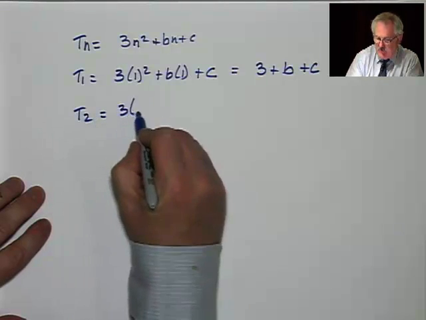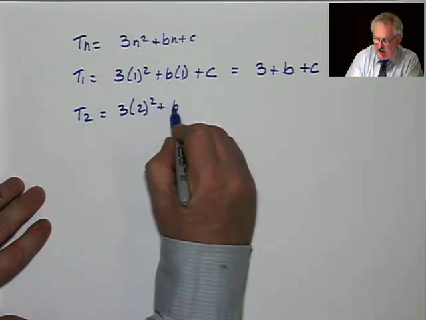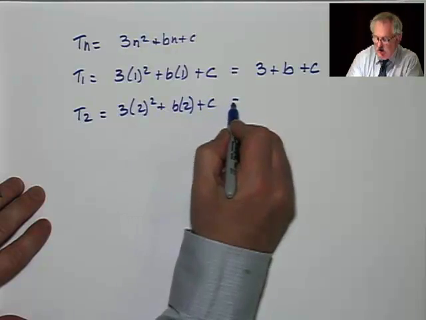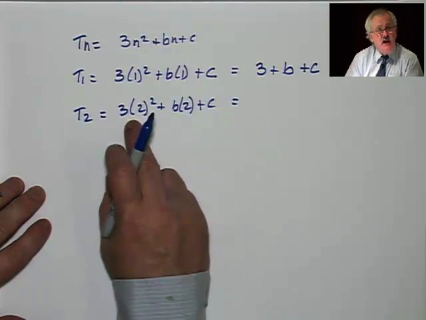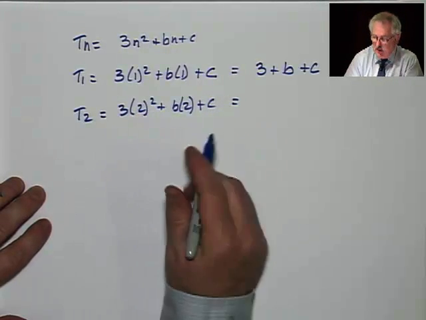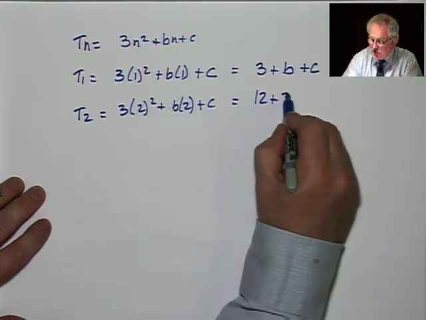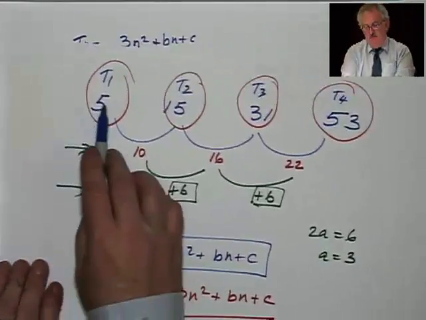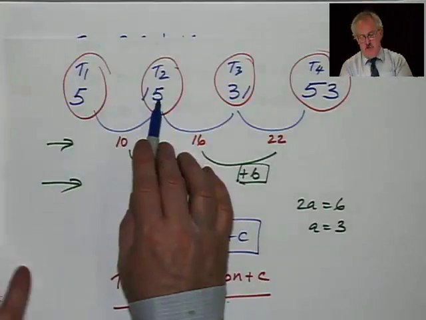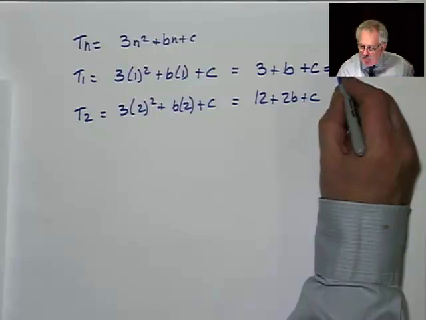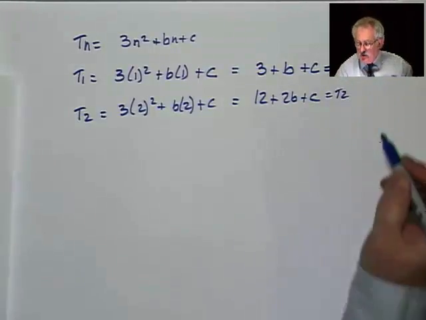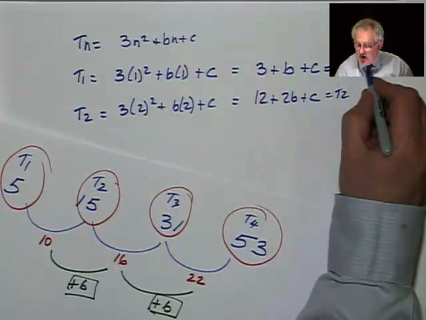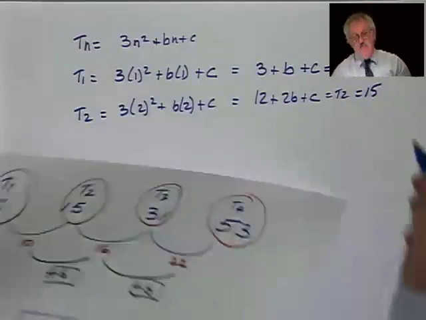t2 is 3 times 2 squared plus b times 2 plus c. 2 squared is 4. 3 times 4 is 12. So that's 12 plus 2b plus c. But we know the values of t1 and t2. So that's equal to t1. That's equal to t2. And that's also further equal to 5 and 15.